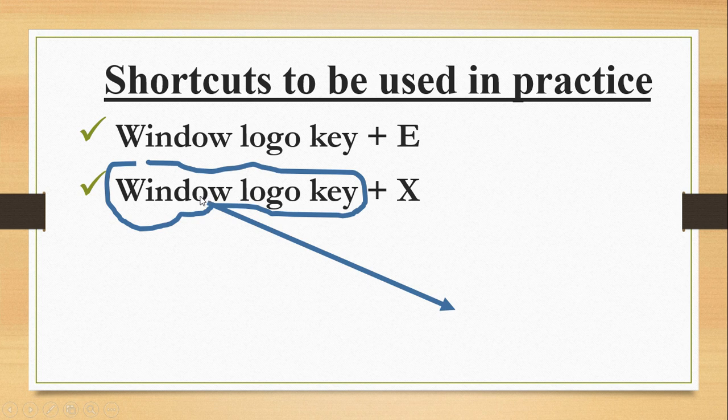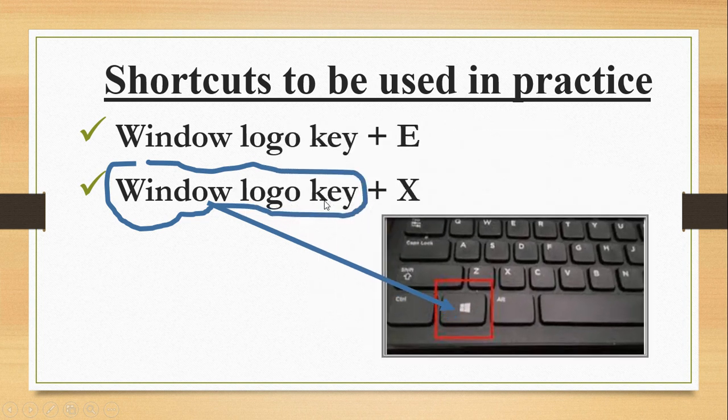Then you can ask yourself, what is the Windows logo key? This is the Windows logo key. On your keyboard, it is there. If you are practicing this activity of checking the computer capacity, you have to click on this Windows logo key. You press and hold this Windows logo key. It is the neighbor of Control and Alt. It is between Control and Alt on your keyboard. So you have to press and hold this, and then you press the letter according to what you are going to practice.